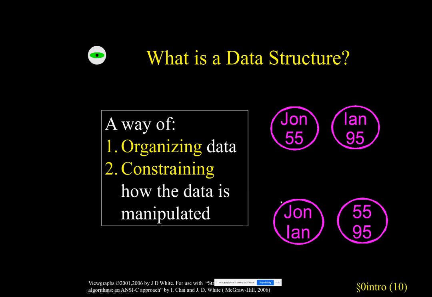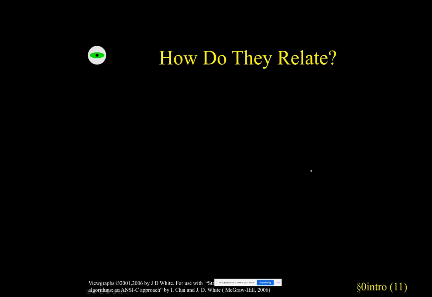So you can see if I try to structure my data this way, I could easily make a mistake and give John's mark to Ian and Ian's mark to John. Structuring this way, I cannot make that mistake. 55 is stuck with John, Ian is stuck with 95. So by structuring in this way, I can avoid making mistakes and errors in my program. Okay? So this is why we look to data structuring to help us constrain.